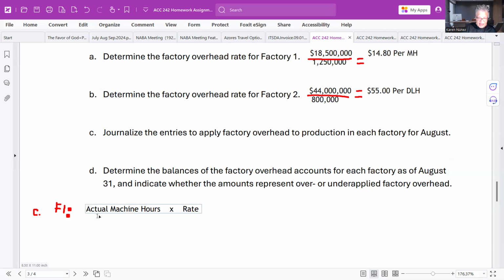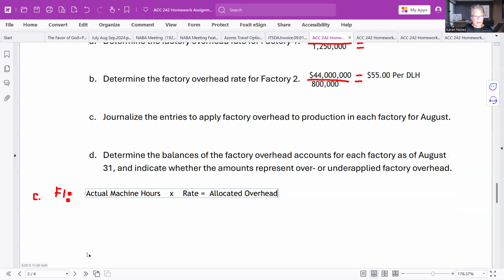And that'll give us the allocated overhead. And for factory two, I'll put that down here as well. We're going to be looking at the actual direct labor hours times the rate equals the allocated overhead.